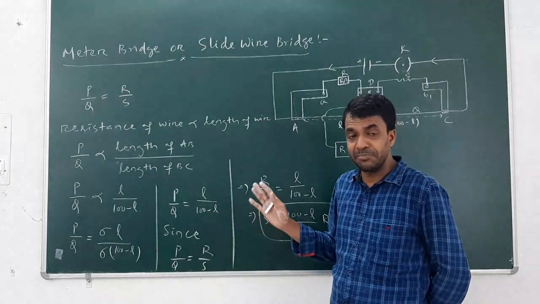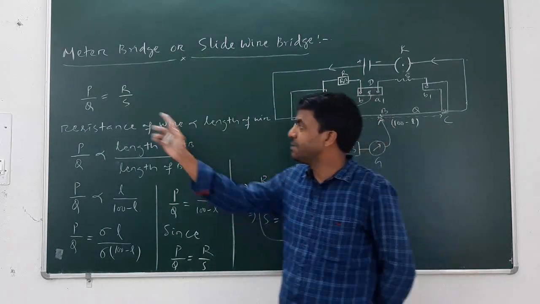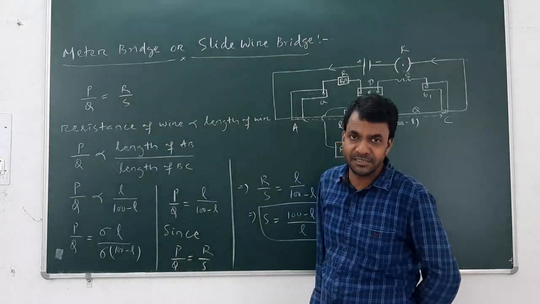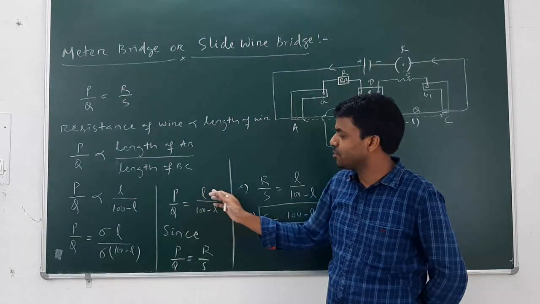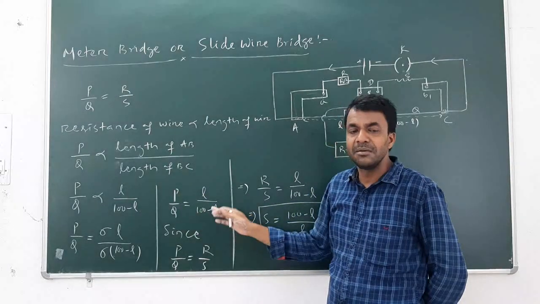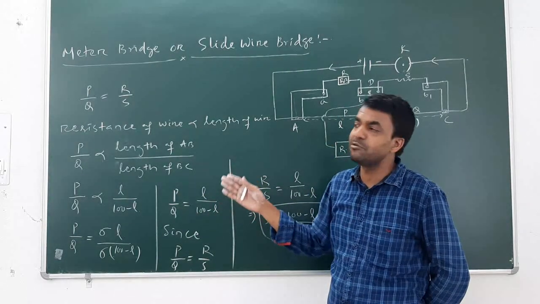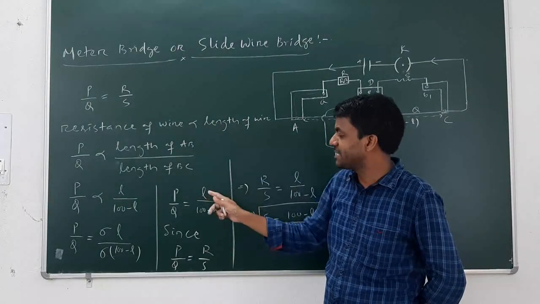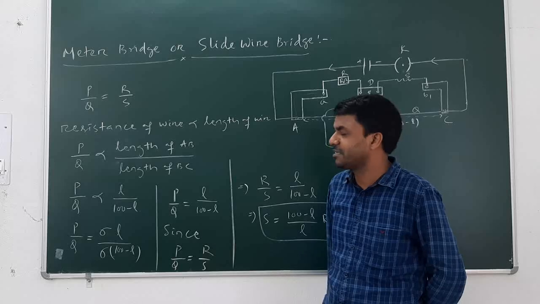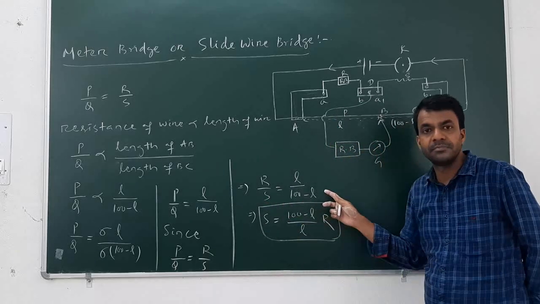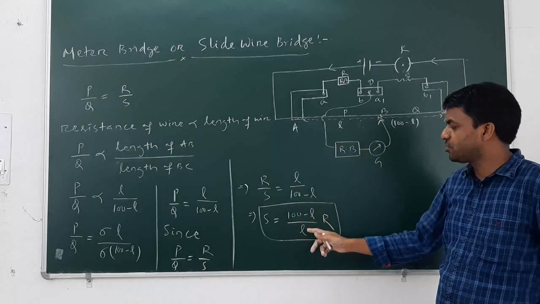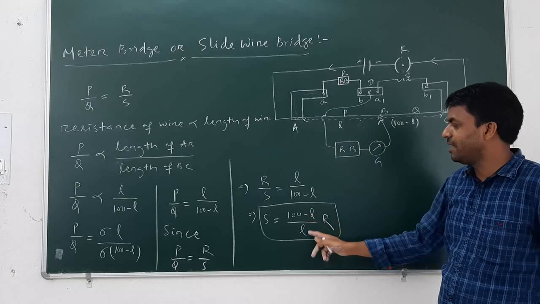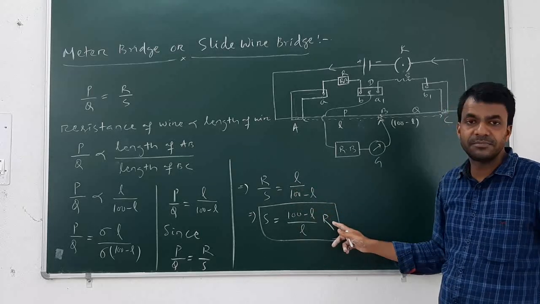But from the Wheatstone bridge, P by Q is equal to R by S, which means P by Q is equal to L by 100 minus L. Therefore, I can write R by S is equal to L by 100 minus L, or S is equal to (100 minus L) by L into R.